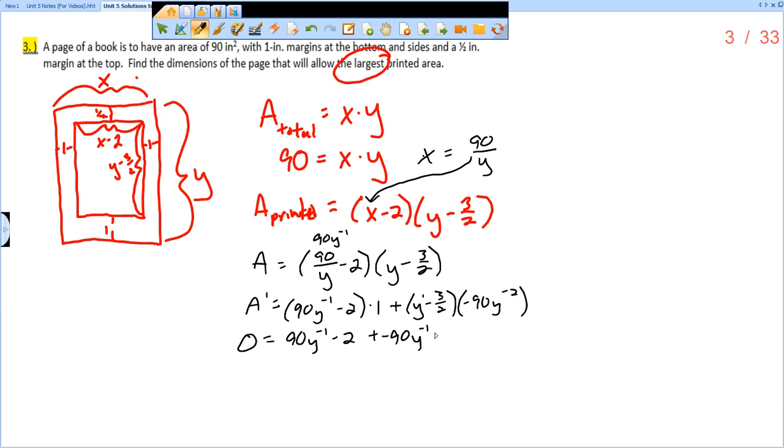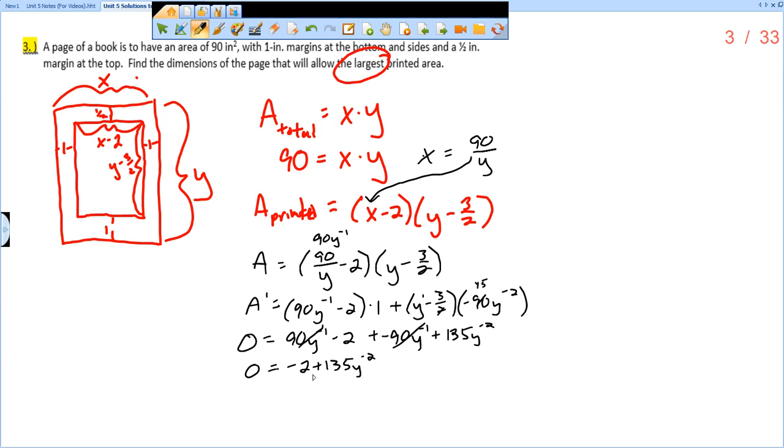And then plus 3/2 times 90. So the 2 and the 90 reduce, so that would be 45. 45 times 3 is 135, so 135y^-2. And so now I've got 90y^-1 minus 90y^-1, so those obviously just subtract out. And so I am left with negative 2 plus 135y^-2.